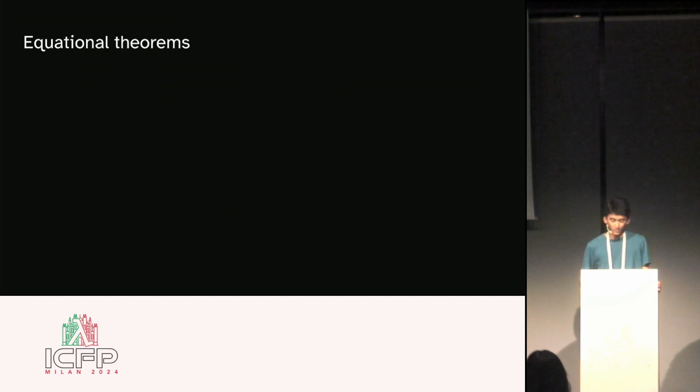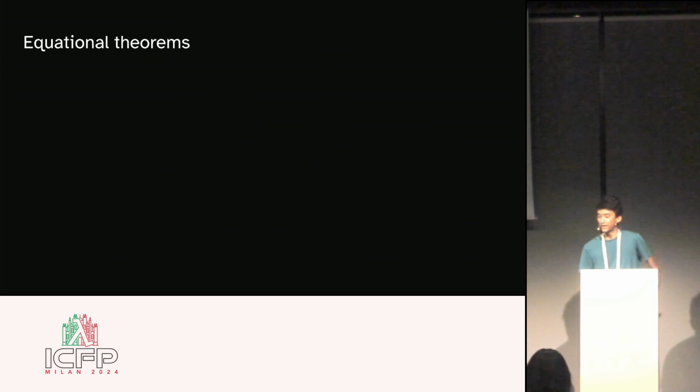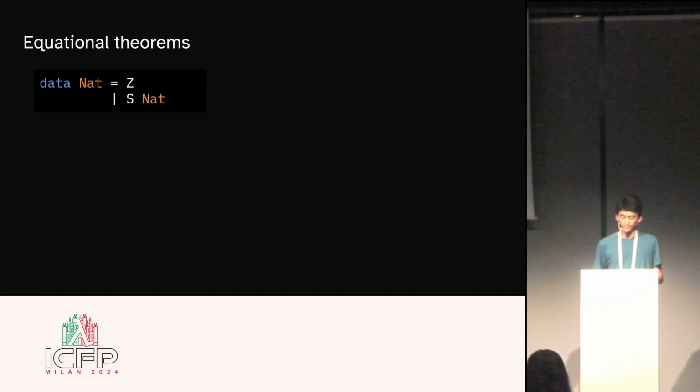So to motivate our paper, I'm actually going to talk through a little bit of background right now on equational theorems. And hopefully I can kind of gloss over this. The first thing that we're going to talk about is the data definition for natural numbers in Peano arithmetic. This should hopefully be familiar. I think we saw it in a couple of talks previously. Either they can be 0 or the successor of some other natural number.